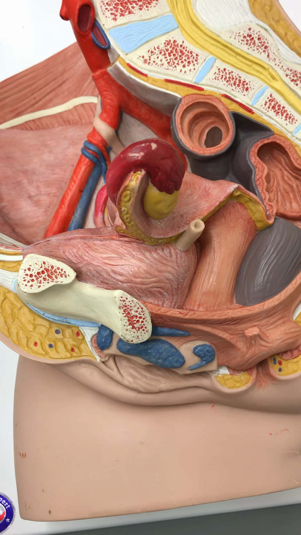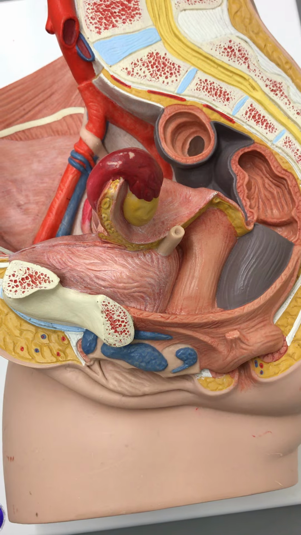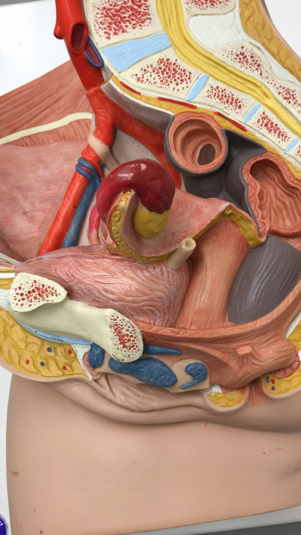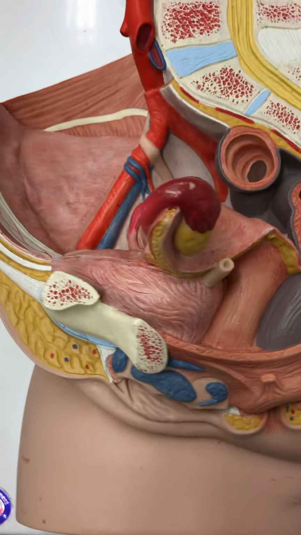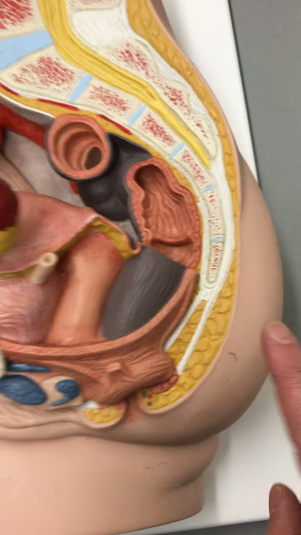Ladies and gentlemen, this is Professor Wagner again with an overview of the female reproductive system. What we're looking at right now, if we orient ourselves, this is the anterior portion, this is posterior.